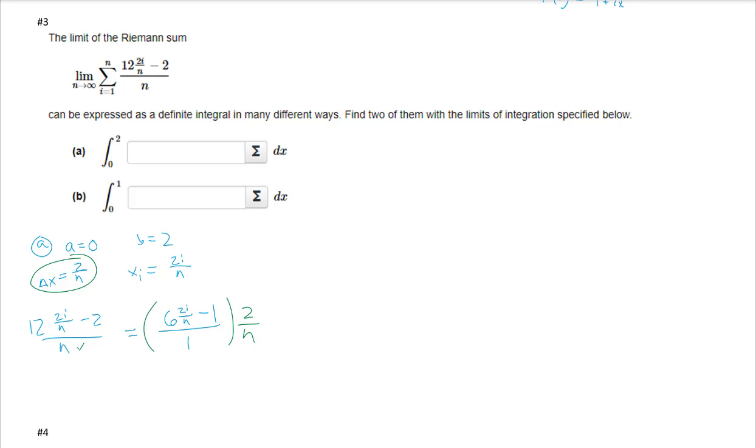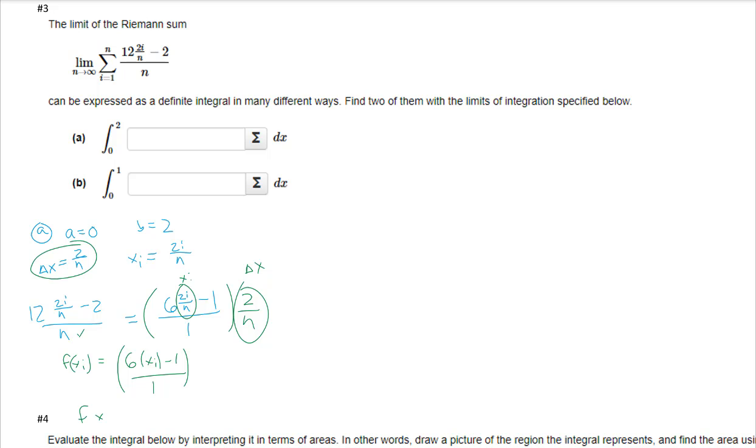And now I do see my x there. This is my delta x. And there's my x sub i right there. So f of x sub i is equal to 6 x sub i minus 1 over 1. We're not going to need to write that 1 in there. Okay. And so my function itself right here is 6x minus 1.